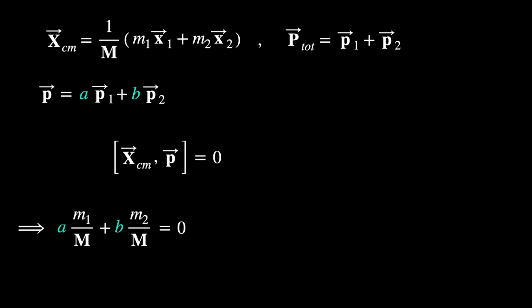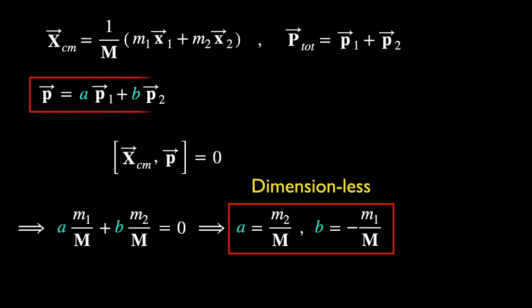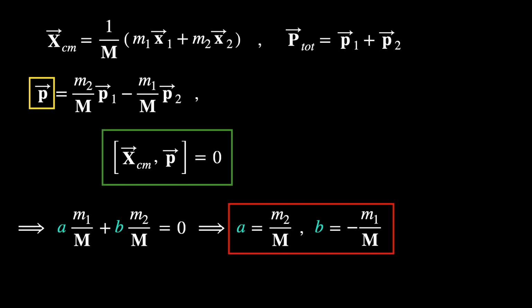The obvious solution for A and B is this. They must necessarily be dimensionless, since these are coefficients in a linear combination of momenta. Let's substitute them back into p. This p will commute with the center of mass position.